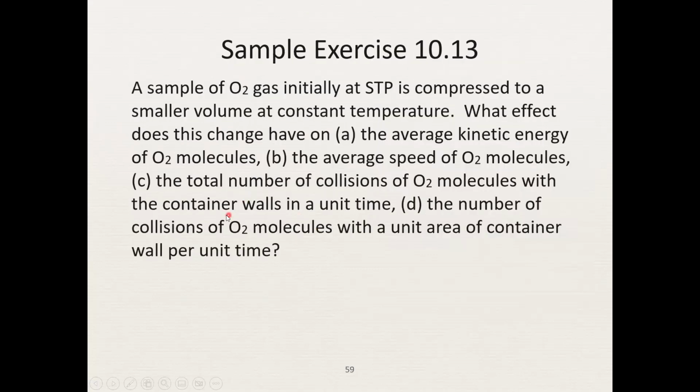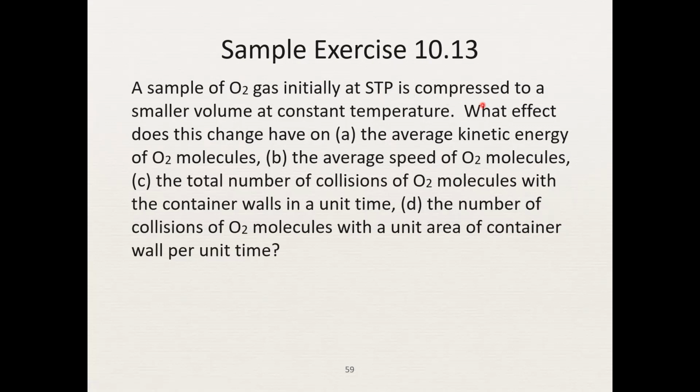So if we look at this one, we're not going to have to do any calculations, but we can just think through a couple different scenarios or questions here. Assuming we have a gas sample, so just oxygen, for instance, doesn't really matter what it's going to be. But we have some sample that's initially at STP, so it's going to be 1 atmosphere of pressure and 0 degrees Celsius, or 273.15 degrees Kelvin.